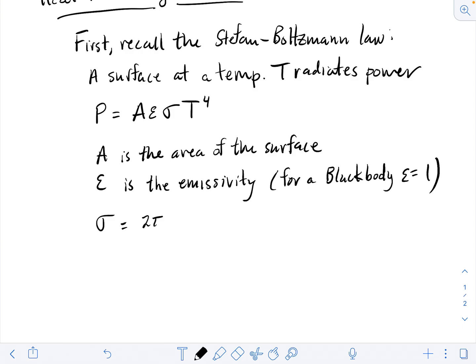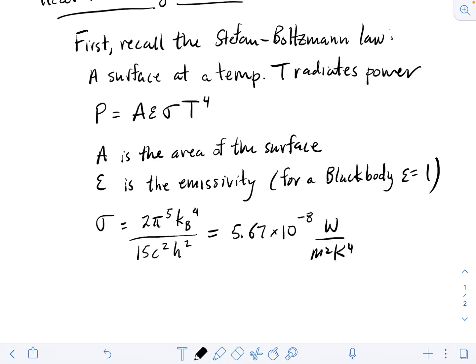And then sigma is the Stefan Boltzmann constant, and it's given by 2 pi to the 5th k_B to the 4th over 15 c squared h cubed. And if you put in the numbers for all those constants, it's 5.67 times 10 to the minus 8 watts per meter squared Kelvin to the 4th. Actually, this constant's not so difficult to remember because it's 5, 6, 7, 8.